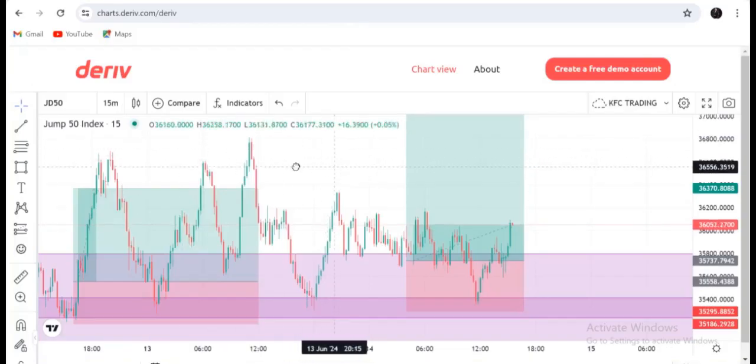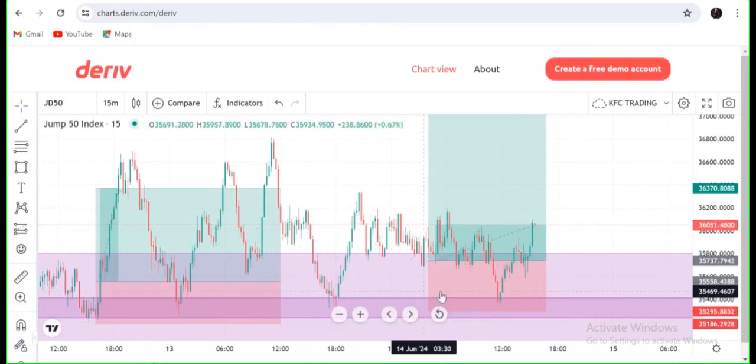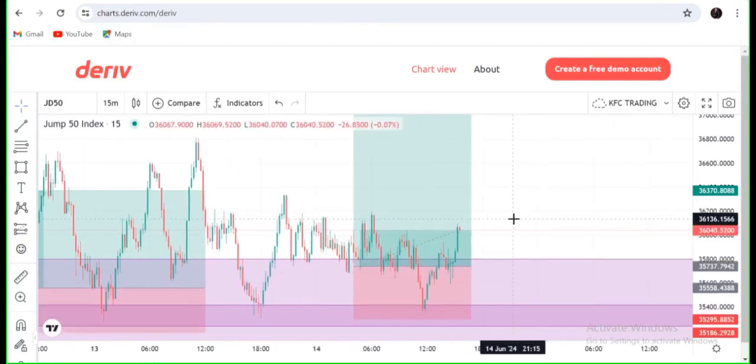Update on Jump 50. You can see that price came back to retest this liquidity side, okay, putting us on a huge loss, but our stop loss was just under the liquidity side.